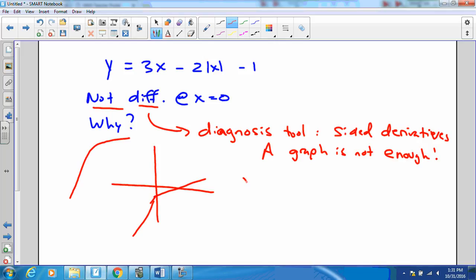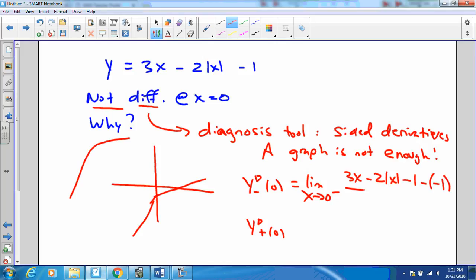Instead, what I need to do is actually compute the derivatives from left and right at 0. And that's just a matter of doing the limit definition. I'm going to take the limit as x goes to 0 from the left of 3x minus 2 times the absolute value of x minus 1 minus f of 0. And same story here. But now this is where a number of people stalled out, because they forgot what the absolute value of x is.